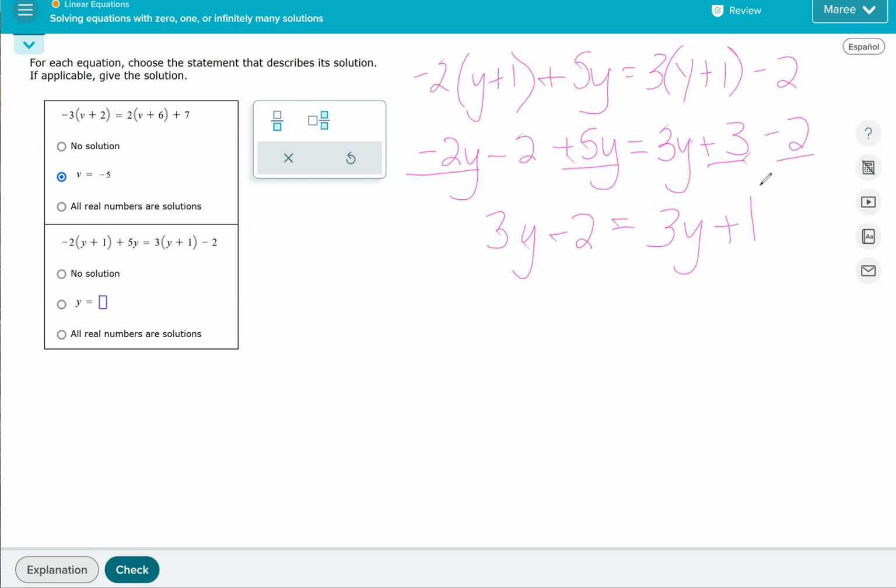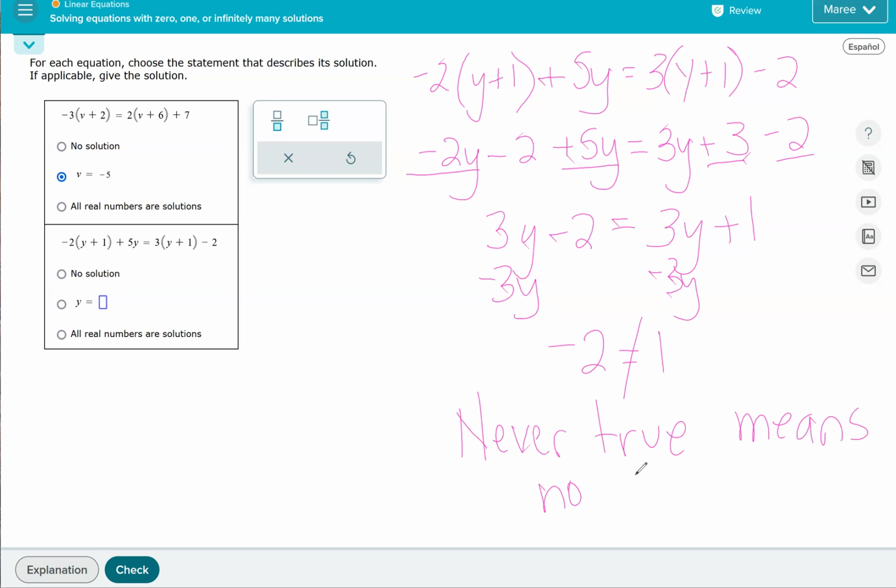There's no way that 3y minus 2 is going to equal 3y plus 1, but let's continue, let's pretend we're going to get all of our y's on the same side. Because they're the same, if you subtract off 3y, you're going to get -2 equals +1. That can never be true. So never true means no solutions. So we're going to click no solution for that second part of our first problem.